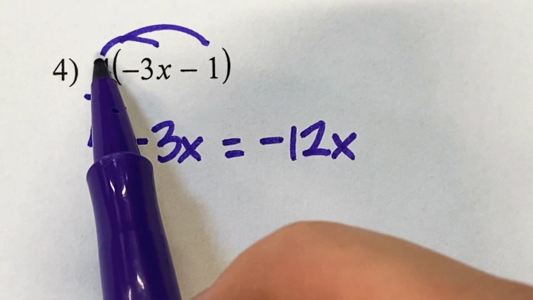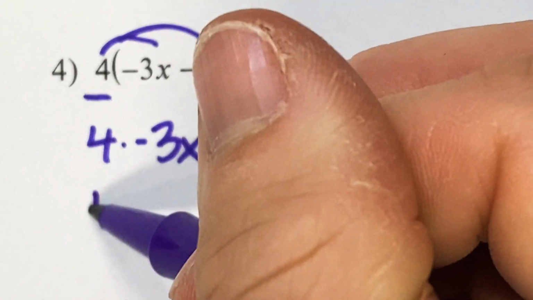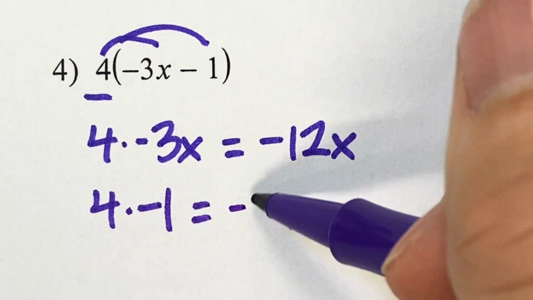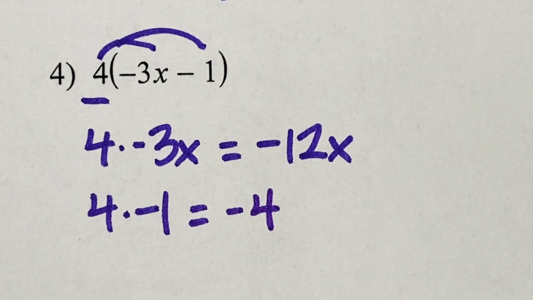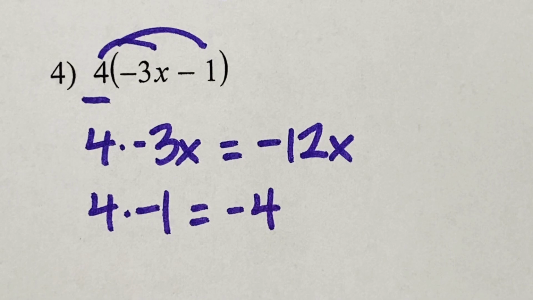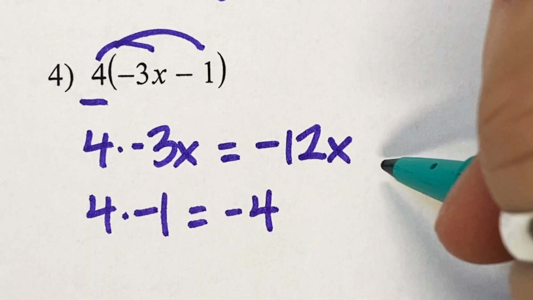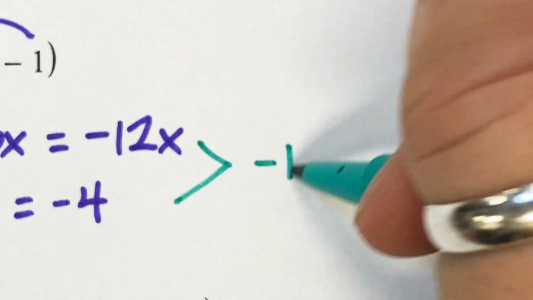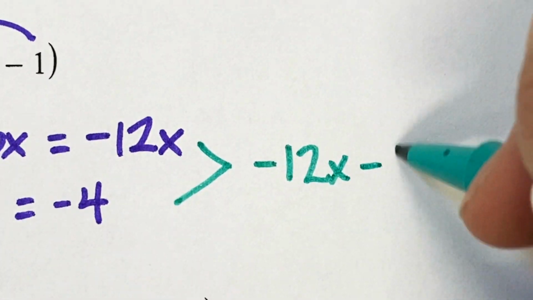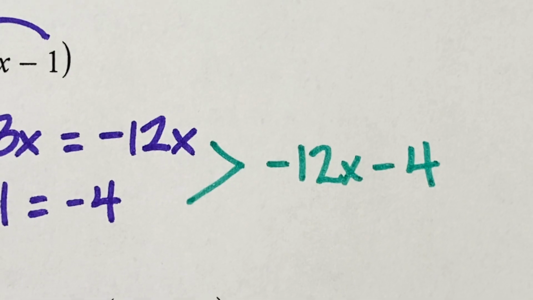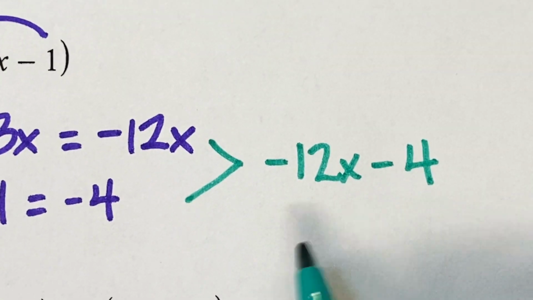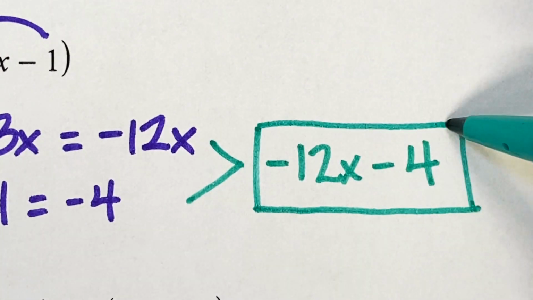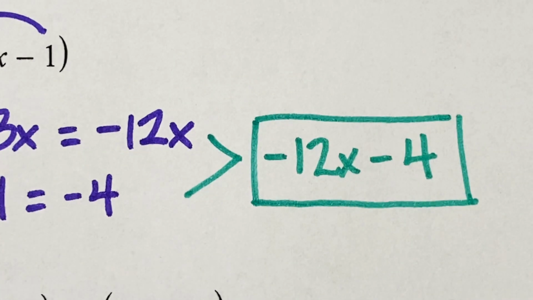Our last piece, 4 times negative 1. That is going to give me negative 4. We got both of our pieces. We multiplied and distributed, so now we can go ahead and rewrite them together. So negative 12x minus 4. The last thing you need to check is, are these guys like terms? Nope. The 12 has the x, the negative 4 does not.